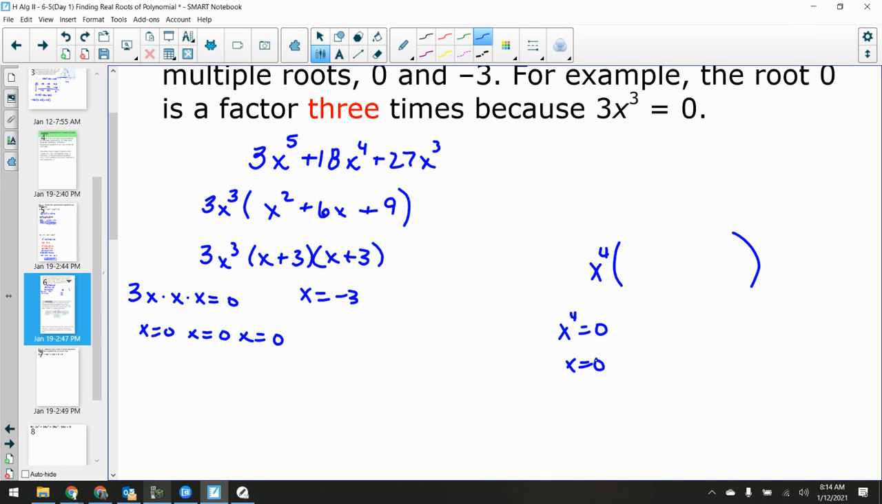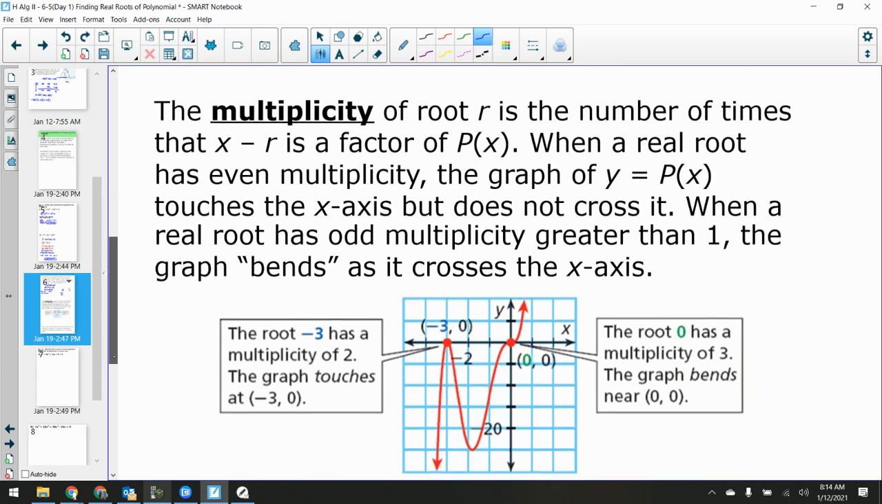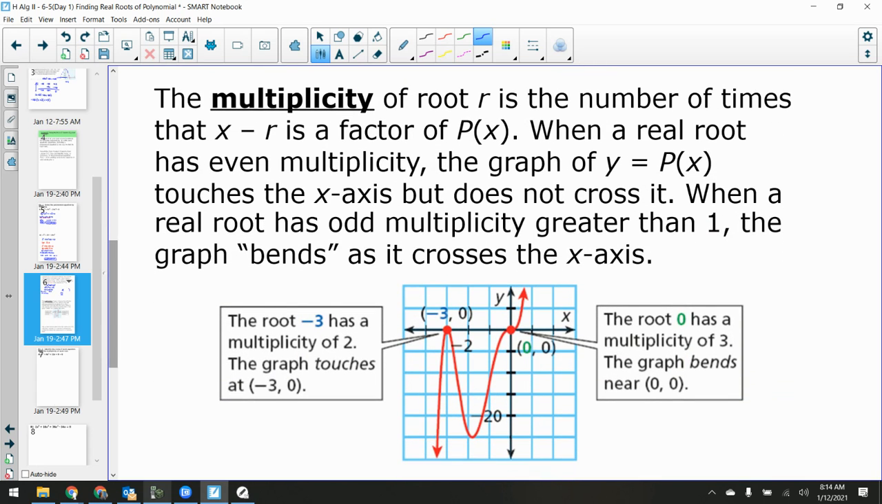This is what's called having a multiplicity. The multiplicity of a root is the number of times that thing is a factor. When a real root has even multiplicity, the graph is going to touch the x-axis, but not go through the x-axis. It's going to lie tangent to the x-axis. That's when it's an even root. When it's an odd root, that's when it's going to what's known as bend through. Okay, it will bend through. So this is very important here.